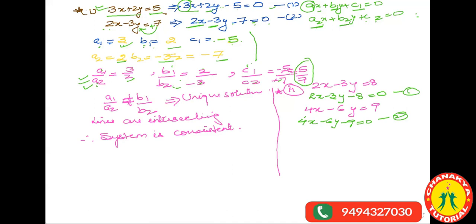Aman, tell me the values of A2, B2 and C2, beta. From the second equation, now you will be writing the values of A2, B2 and C2. A2, beta, in the second equation, A2 is 4. B2 is equal to minus 6. And C2 is? C2 is equal to minus 9. Yes. Good.